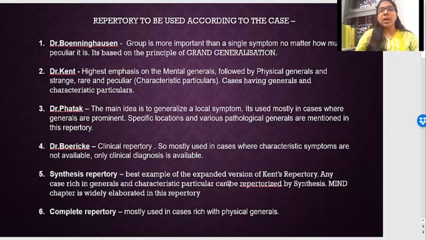So next comes the Complete Repertory. This was given by Dr. Van Zandvoort, and it is mostly used in cases which are rich with physical general symptoms. So these are the various repertories which can be used according to the case.